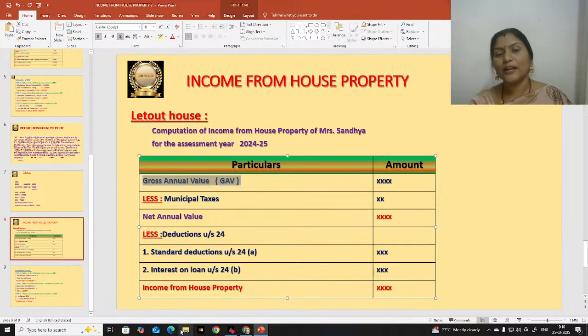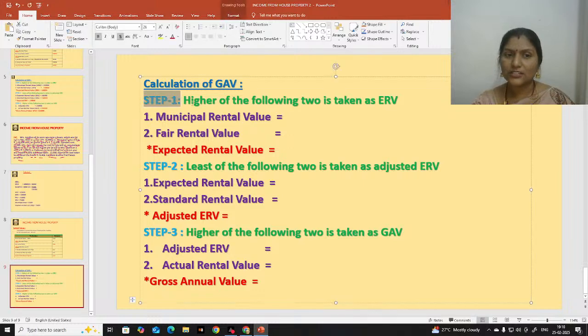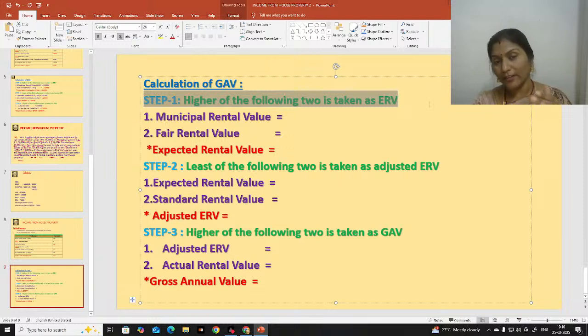That calculation part should be done under this statement. Let us go and record that. This is a calculation part. Calculation of GAV. So how do we calculate GAV? By using 3 steps. Step 1. What is the first step here? The first step is the higher of the following 2 is taken as ERV. Whichever is the higher of the 2 mentioned under the first step, we should take as ERV. ERV means expected rental value.